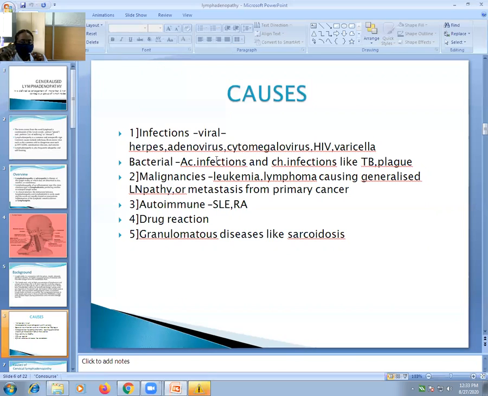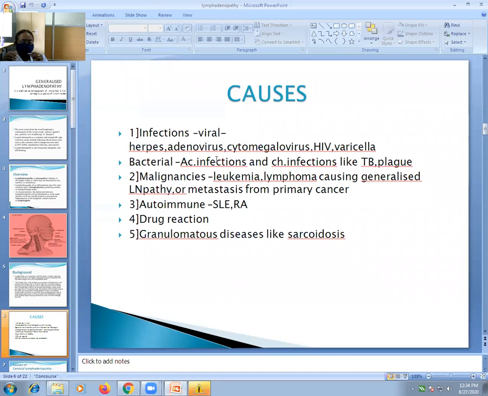In chronic bacterial infection, the most common cause in our India is tuberculosis, which can cause enlargement of lymph node in the cervical region. And plague, now it is not seen. Plague is eradicated now. So the most important chronic bacterial infection causing enlargement of lymph node is tuberculosis. So that is infectious etiology, viral and bacterial.